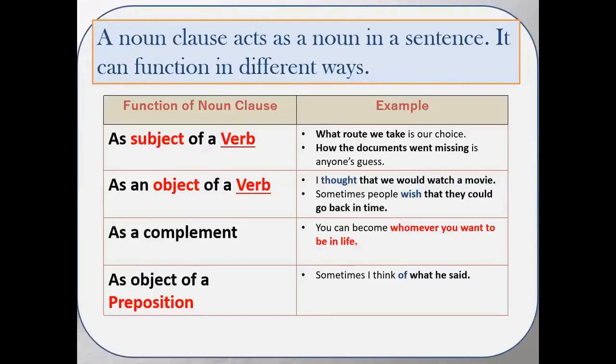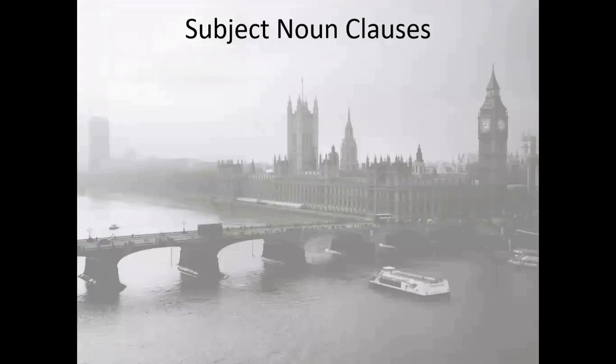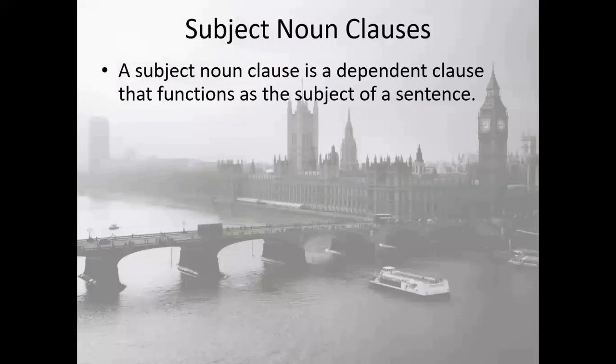When we talk about a noun clause, it acts as a noun in a sentence, and the same positions that are occupied by a noun are occupied by a noun clause: as a subject, as an object, as a complement, or as an object of a preposition. Now let's first look at the subject noun clause. A subject noun clause is a dependent clause that functions as the subject of a sentence. It means the noun clause is used in the place of the subject.